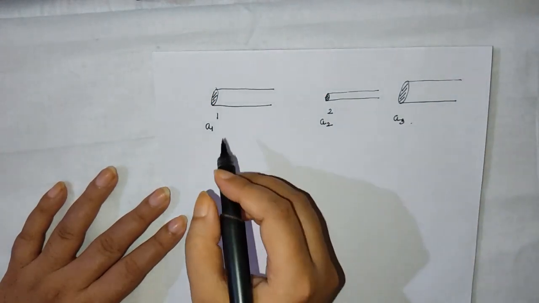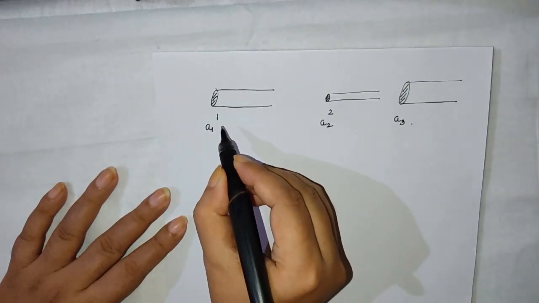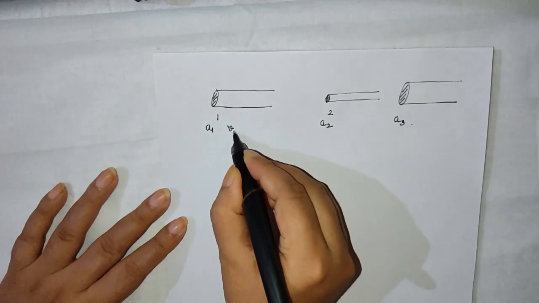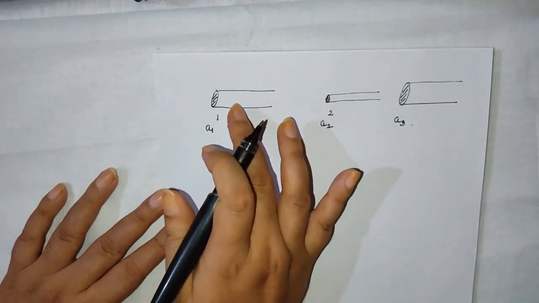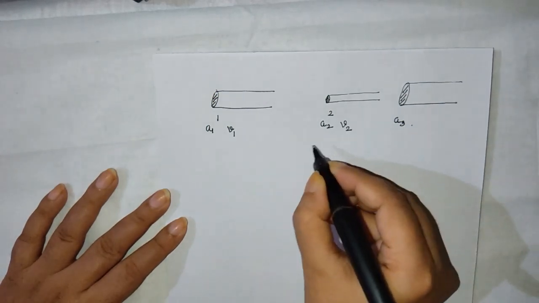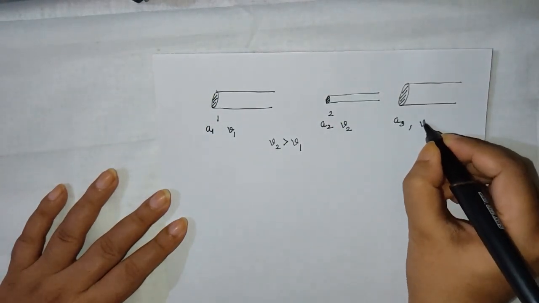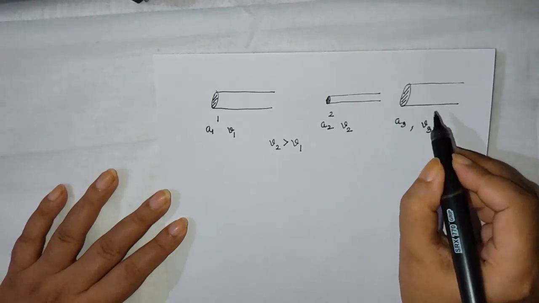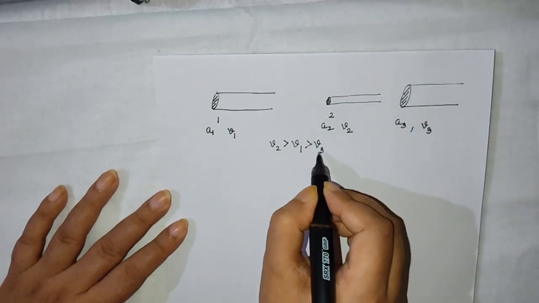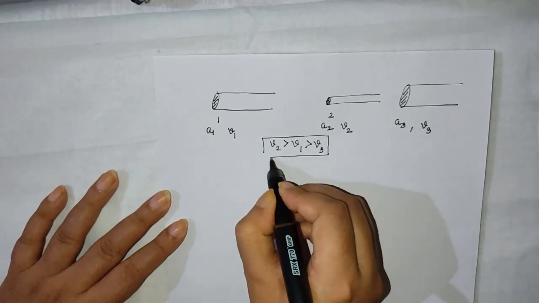So what we have seen: suppose I am taking this original pipe as the reference, the velocity with which the water is coming out of this pipe is V1. In comparison to this original pipe, V2 is greater. We have compared, V2 is greater than V1. And the velocity with which the water is coming out of this broader cross section, let us take it as V3, is very, very less. So this is what we have observed from our experiment.